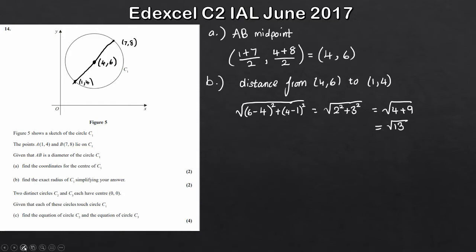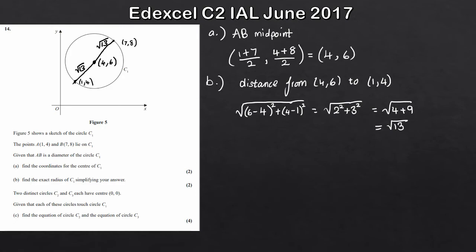Again, let's keep jotting this down because we're going to need all of this for our part C. So from here to here, my radius, that's root 13. Same again here, we've got another root 13. So in total, my diameter is 2 root 13.